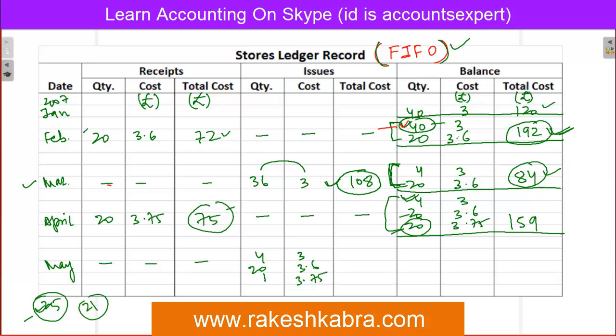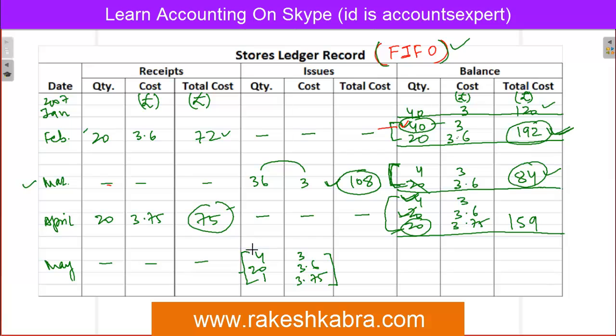Getting my point? So in this manner we sold 25 units: 4 units from this lot, then 20 units from this second lot, and now 1 unit left to make the sale 25. So that 1 unit is from this new lot, and the rate is 3.75. Now what is the value of issue? See the value of issue. Just a minute. You understood this point?